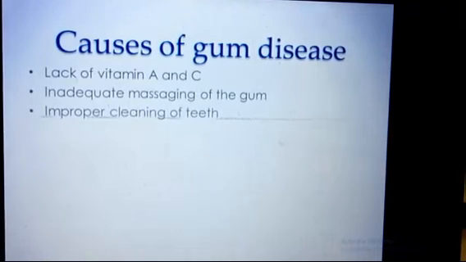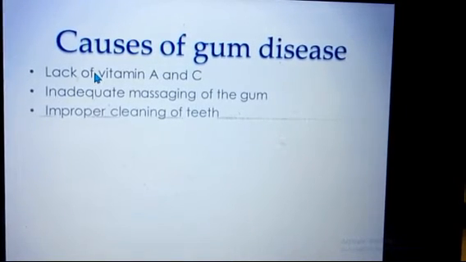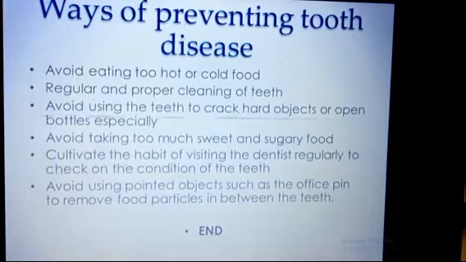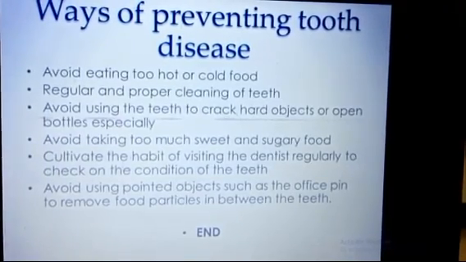So causes of gum disease: lack of vitamin A and C, inadequate massaging of the gum. So somebody will ask how, and that is when there is a need to chew gum. Okay, improper cleaning of teeth. So we proceed. Ways of preventing tooth disease: avoid eating too hot or too cold food.